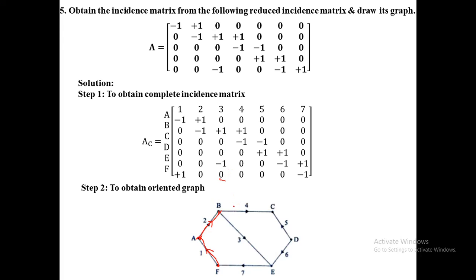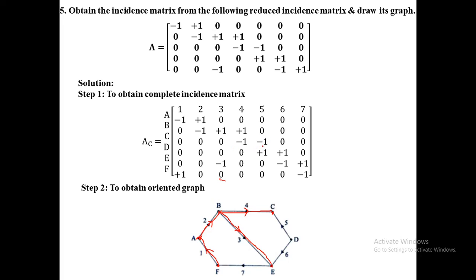Next column value is B and E. Here this is the second node and then this is the fifth node. For that here I am marking this E node and then just mark this line and then the arrow it should be towards E, because E is having -1. Next column B and C. Already we are having B. Just we have to mark C and then joining the nodes. And then the direction should be towards the C, because C is having -1.